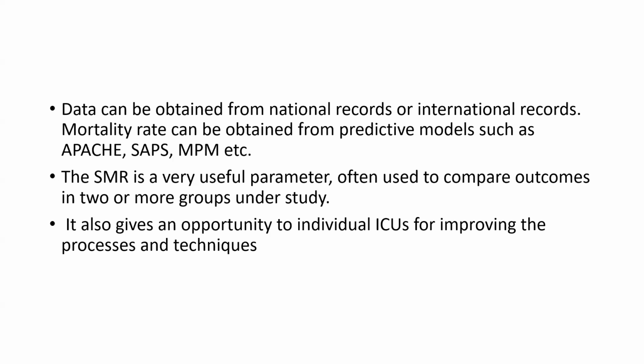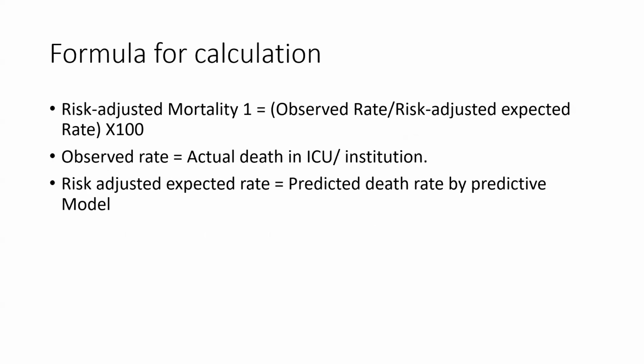Data can be obtained from the national record or international record. Mortality rate can be obtained from predictive models such as APACHE, SAPS, and MPM. SMR is a very useful parameter often used to compare outcome in two or more groups under study. It also gives an opportunity to individual ICUs for improving processes and techniques.